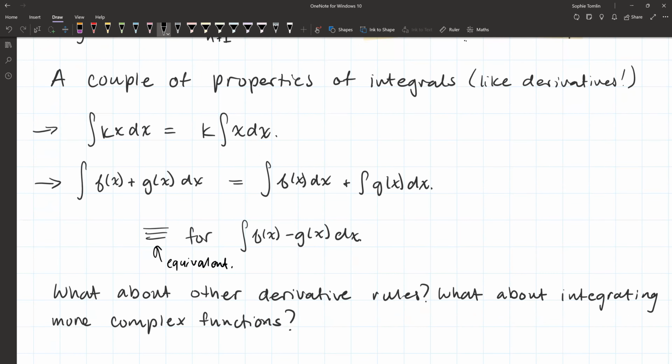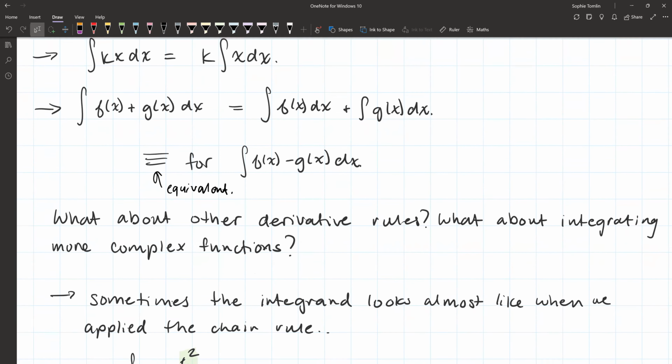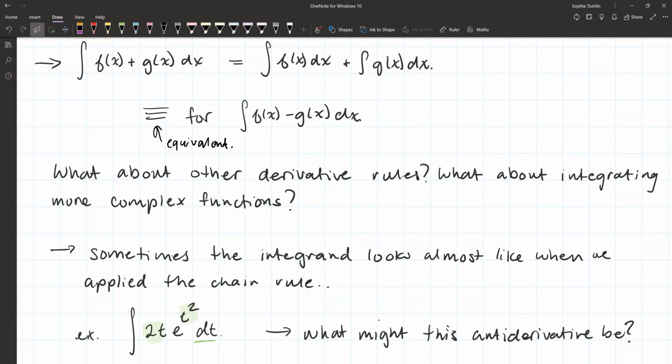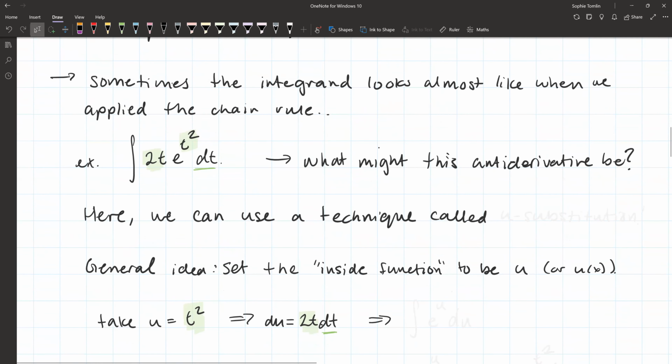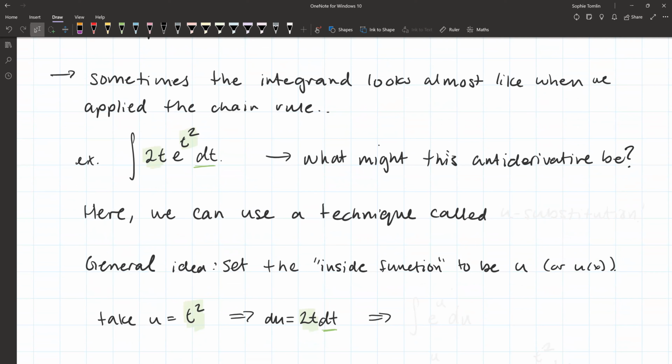So now we have a couple of other derivative rules. And what do we do about integrating things that are a little bit more complex? So sometimes we have an integrand that looks like we might have applied the chain rule to it. So let's take, for example, this integral of 2t times e to the t squared dt. So what could this antiderivative have been? Here we use a technique called u substitution, which is one of my favorites. I still use it in my calculus classes.